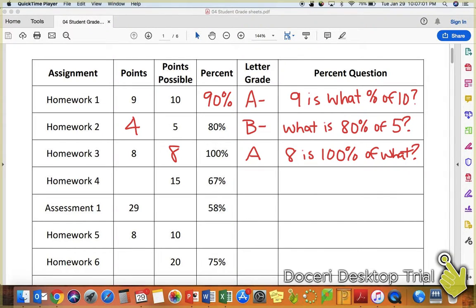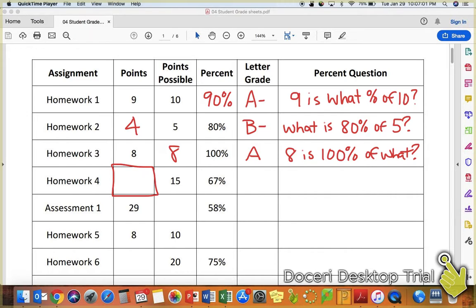Let's look at homework number 4. I've done the first 3 up here because those are ones that we kind of did in class. And so I'm looking at this problem here, and it says, okay, I'm looking for the points, okay?